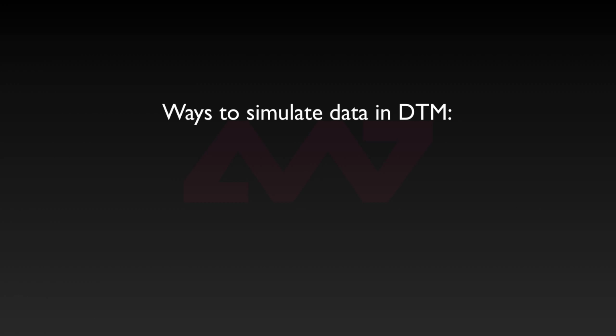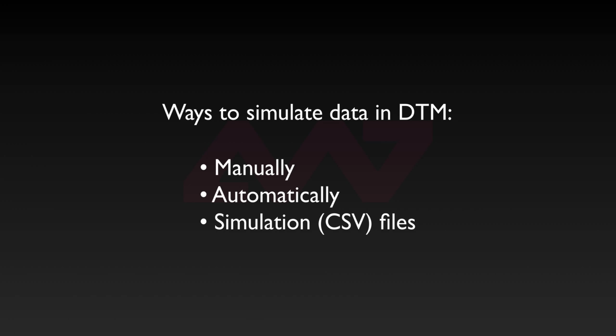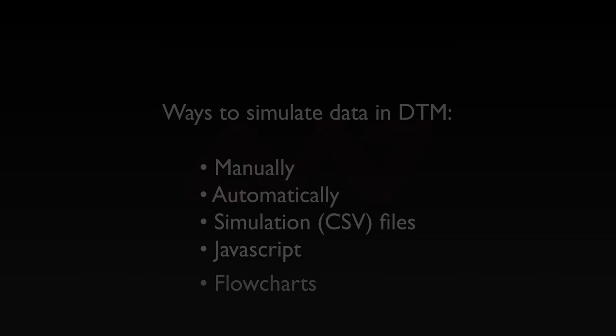There are several ways to simulate data in an outstation using DTM. In this video, we'll show some of these methods, including changing data manually, automatically changing data using comma-separated values or CSV files, using JavaScript, and using flowcharts.